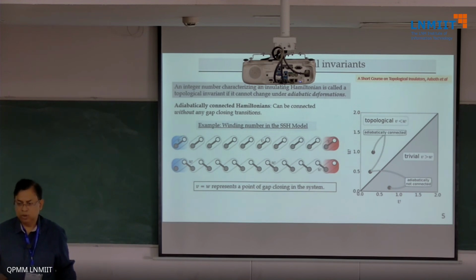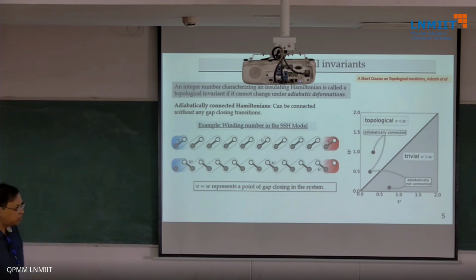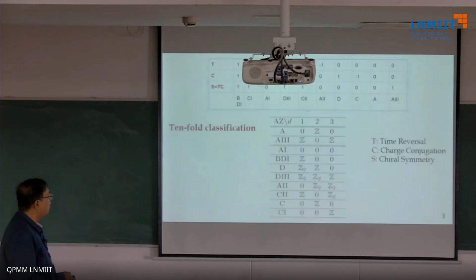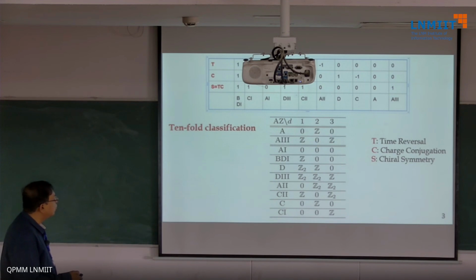Okay, so how to distinguish between Z2 and Z? Correct. Of course, when you do not have time reversal invariance, you get a Z. So you can look at one of these cases: there is no time reversal invariance here, there is charge conjugation here, and there is no chiral symmetry.